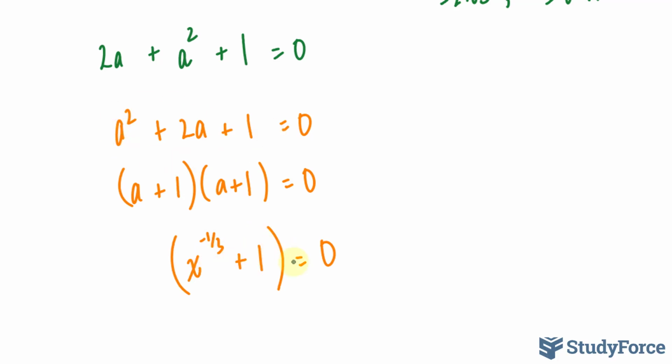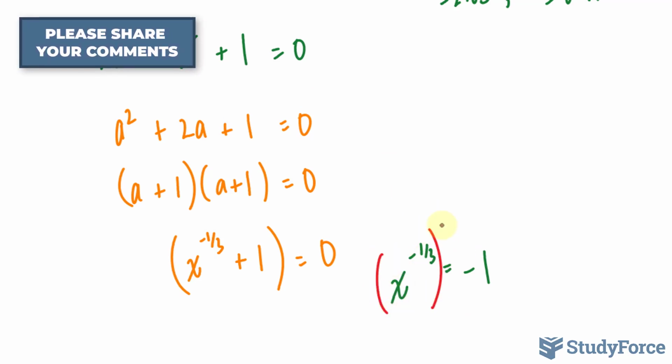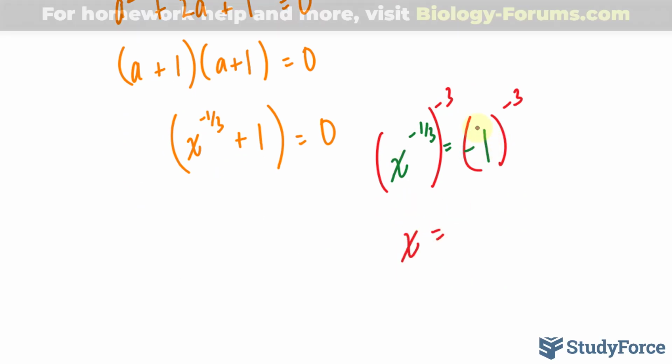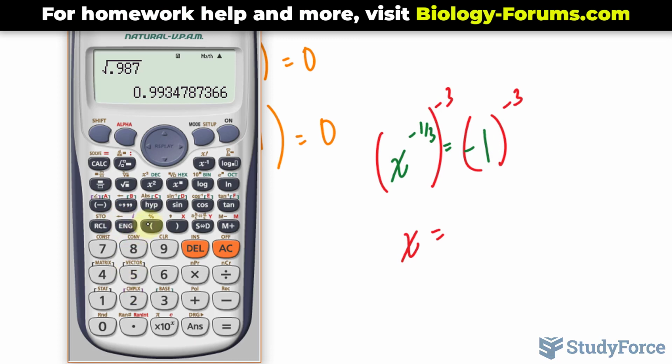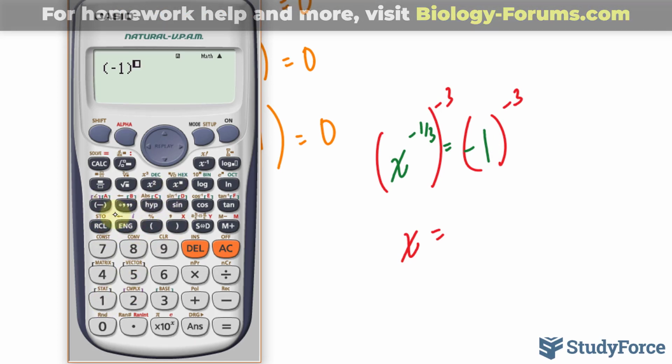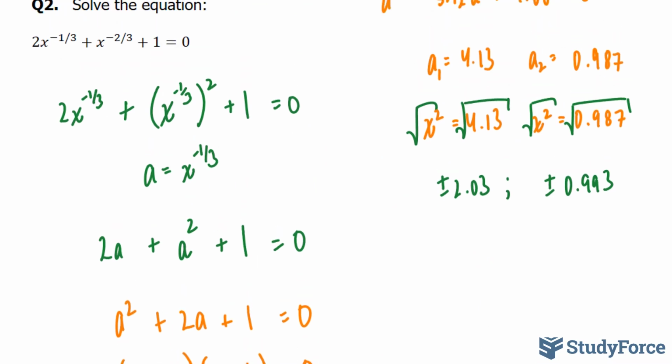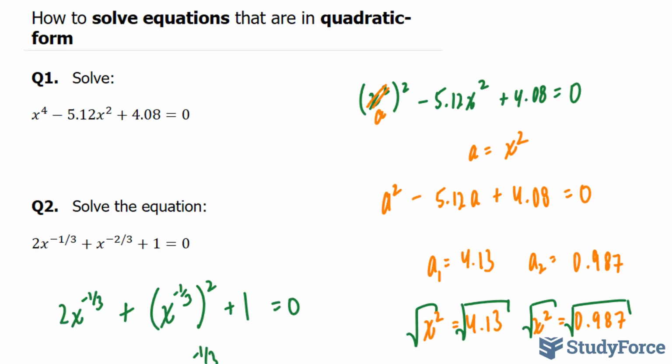We'll solve for x by taking this 1 over. We have x to the power of negative 1 over 3 is equal to negative 1. Now, to isolate x, I'll raise both sides to the power of negative 3. Watch what happens. Negative 3 times negative 1 over 3 gives us x, and negative 1 to the power of negative 3 is equal to negative 1. So our only solution here is negative 1. That's the answer to question number 2, and that is how to solve equations that are in quadratic form.